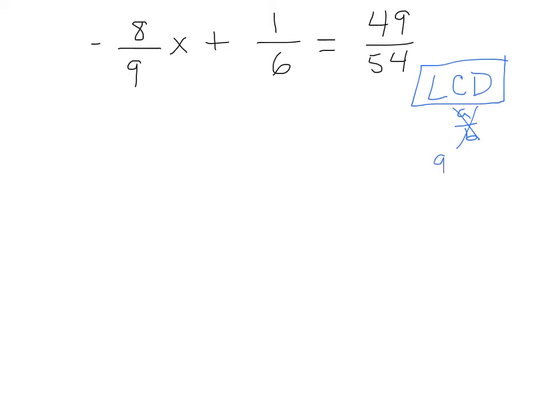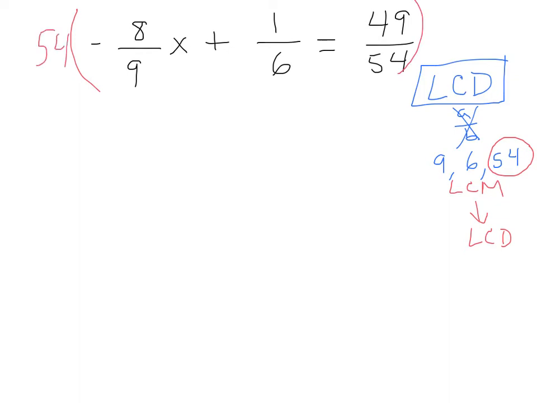So take a look at 9, 6, and 54, your denominators, and figure out what the LCM between all of them is. Once you do that, that's your LCD, or least common denominator. What you should do is take a sneak peek at the biggest one, 54. If 9 and 6 go into 54, that's your LCD. And it just so happens they do. So let's take 54, and let's multiply every single term by that 54.